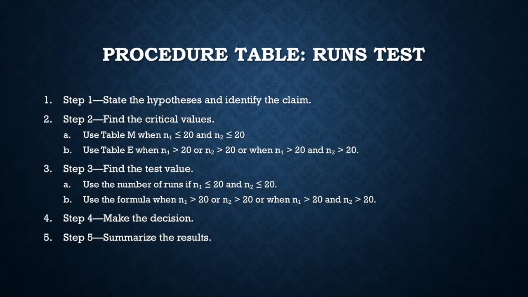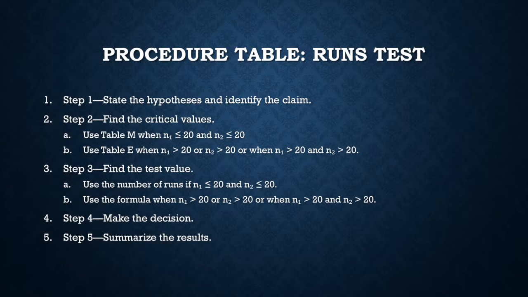Take a look at the procedure table. Step 1, state the hypothesis and identify the claim. Step 2, find the critical values. Table M is used when N1 and N2 are less than or equal to 20. Table E is used when N1 is greater than 20, N2 is greater than 20, or N1 and N2 are both greater than 20. Step 3, find the test value.